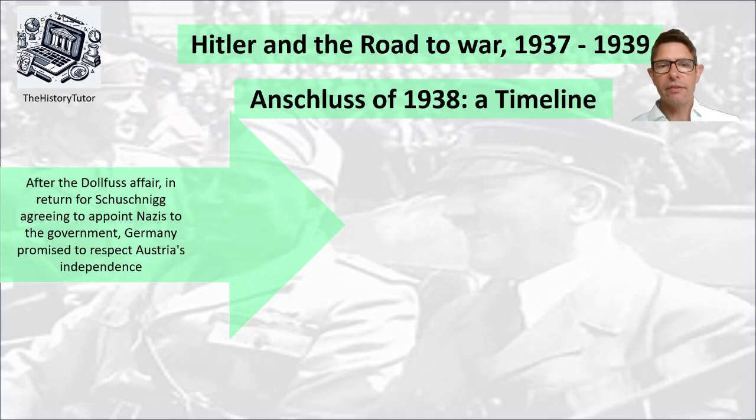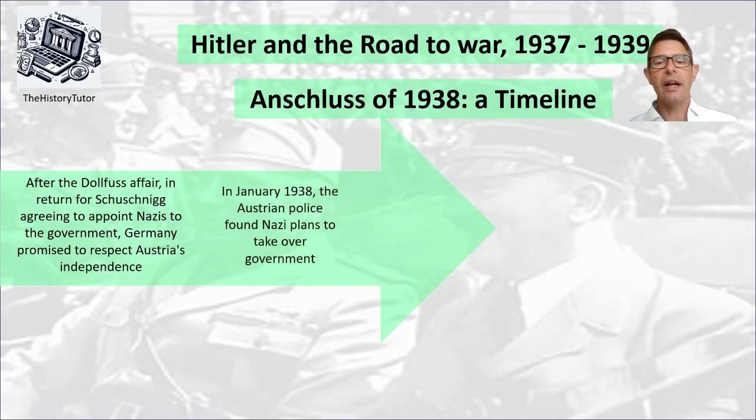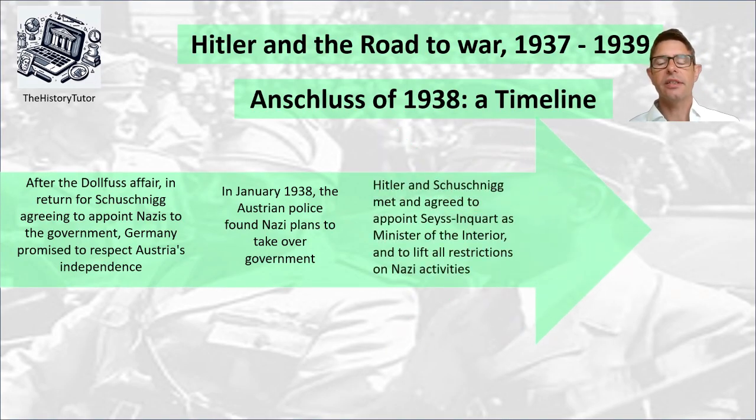So we might remember the Dollfuss Affair of 1934, but after this, in return for Schuschnigg agreeing to allow the Nazis to continue and maybe get involved in government, Germany promised to respect Austria's independence. But by January 1938, the Austrian police had found in a raid of Nazi offices plans to overthrow the government. So Hitler and Schuschnigg had an emergency meeting to discuss this, and they agreed that Seyss-Inquart, the Nazi leader in Austria, should be appointed the Minister of the Interior, and restrictions be lifted on Nazi activities to try and keep the peace, so they weren't being aggressive and trying to overthrow the government. Involve them in the government and there'll be peace.